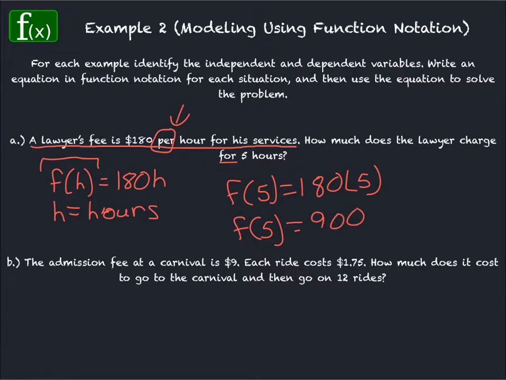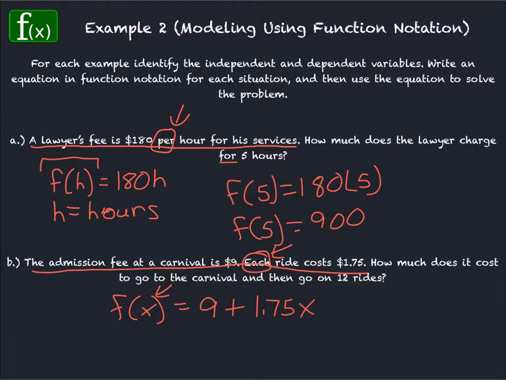Let's do the bottom example. The admission fee at a carnival is $9. Each ride costs $1.75. That's really the only piece of information that we need to write the equation part of this. So what would this look like? It would be f of x. Admission costs $9 flat, so that's going to be 9 plus, and then each ride, each would mean multiplication, each ride costs $1.75. So 1.75, and we had to use x since I used x over here, 1.75x. This is similar to what we did last week. Define our variable: x equals the number of rides someone goes on.